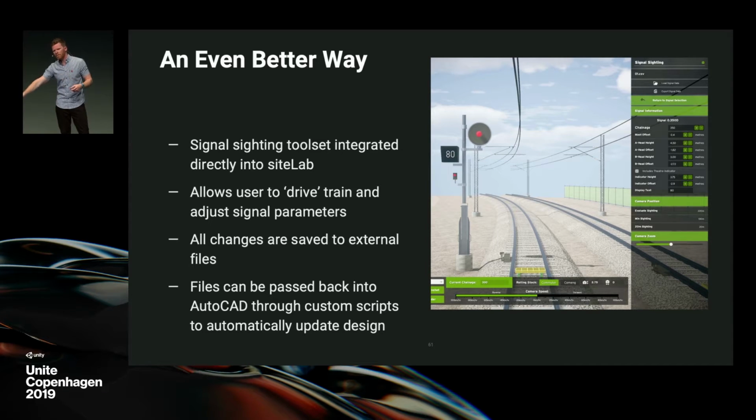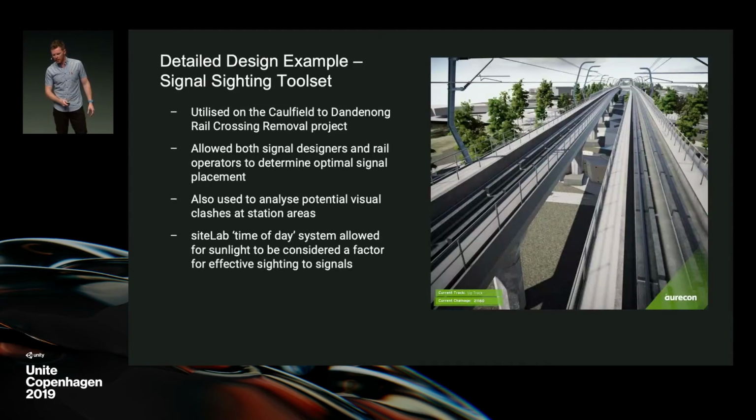It is then going to get passed back into the CAD software, and they've written a bunch of macros on that side that will then read that data and automatically update that design, so it closes that design feedback loop. The example that we've got, our case study, is the Caulfield to Dandenong rail crossing removal project in Melbourne. Basically it meant that signal designers and the rail operators, the actual drivers, could have a go and determine that optimal placement.